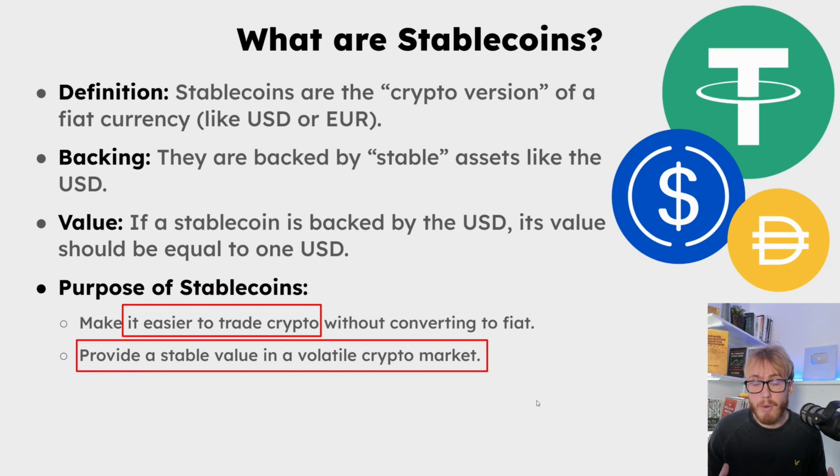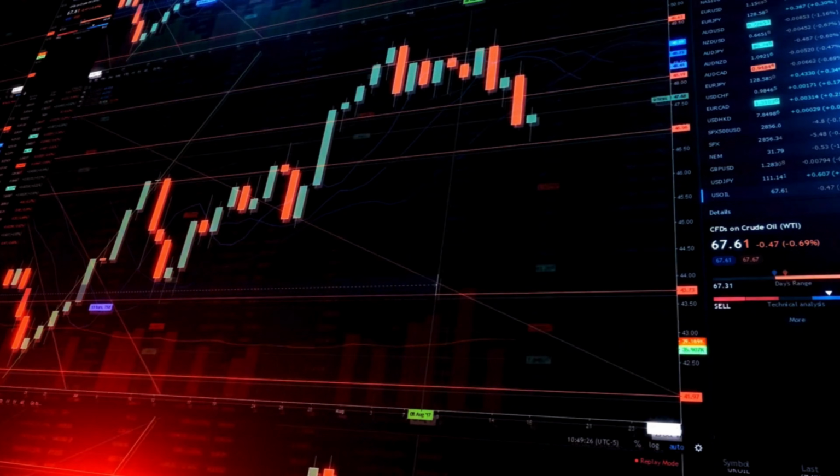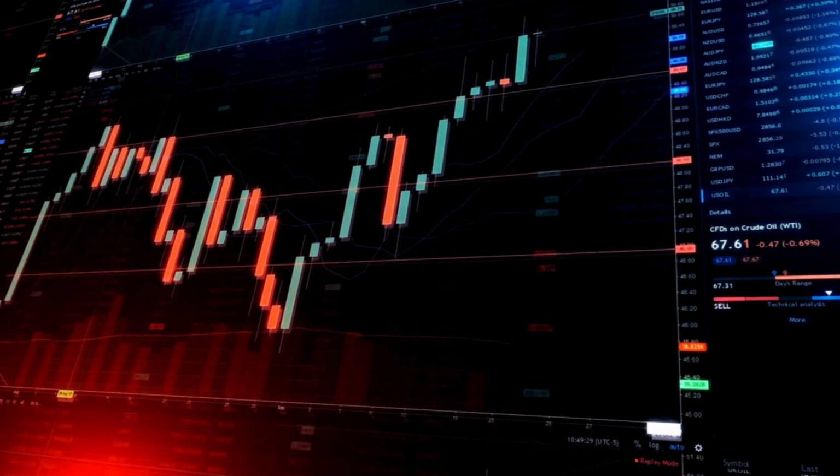Another purpose here is that it provides a stable value in a volatile crypto market. As you guys know, and as you saw when I showed Bitcoin, it is down like 10% today. So having the ability to quickly exit cryptocurrencies and buy Tether is a way to exit the crypto market without actually having to buy your fiat currency like US dollar or euro. And stablecoins are very useful for trading, saving, and transferring money without having to worry about price swings.